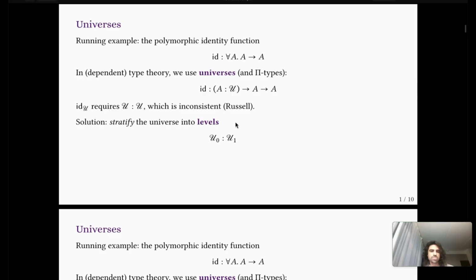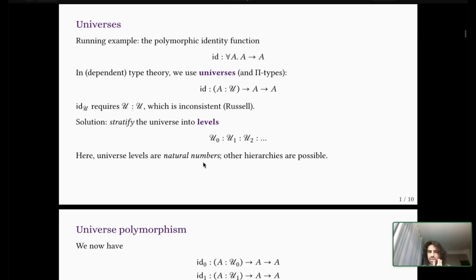So the usual solution to this is to stratify the universe into levels. For example, if we start with a base universe U0 of small types, we can add a larger universe U1 that contains U0, and we can actually keep going. If we want every type in the theory to be in some universe, then we can just keep going up to infinity. So in this case, the universe levels are just the natural numbers.